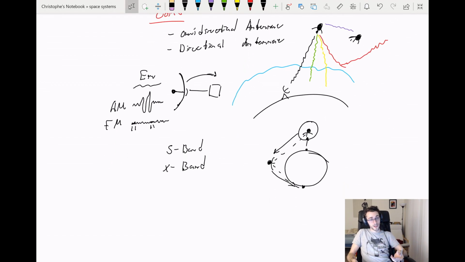So things like Elon Musk's Starlink, it's kind of this idea where you have a bunch of these satellites in network with one another, and you can send information up over to whatever person you want to talk to, and then back down again.